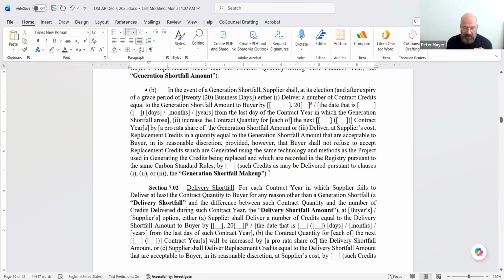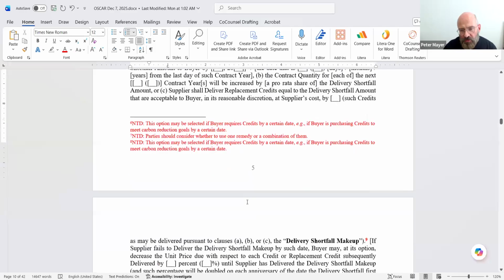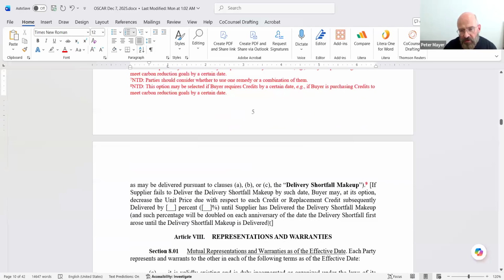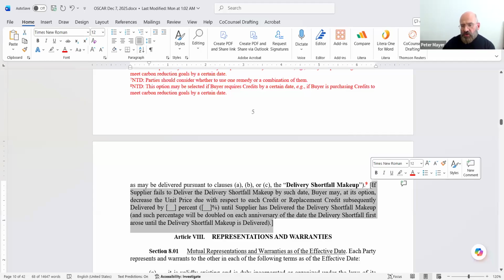And there is basically another difference, which is that unlike in the delivery shortfall, which we have down here in the square bracket, which means it should always be subject to discussion, the generation shortfall does not have a penalty mechanism, right? Whereas the shortfall makeup does have that.